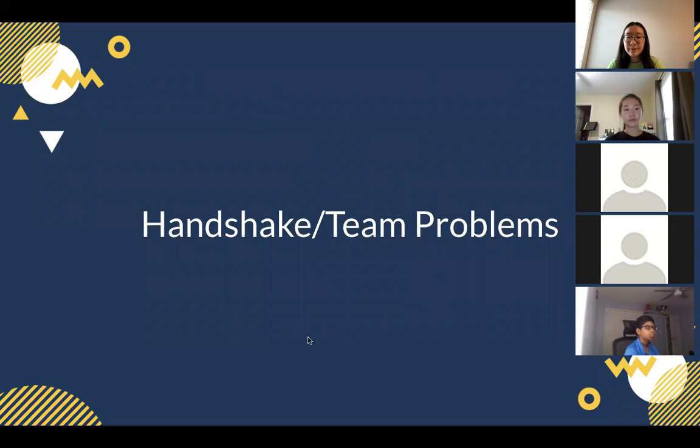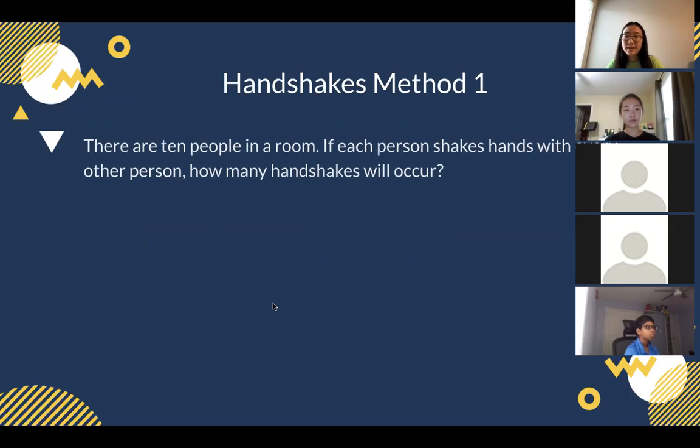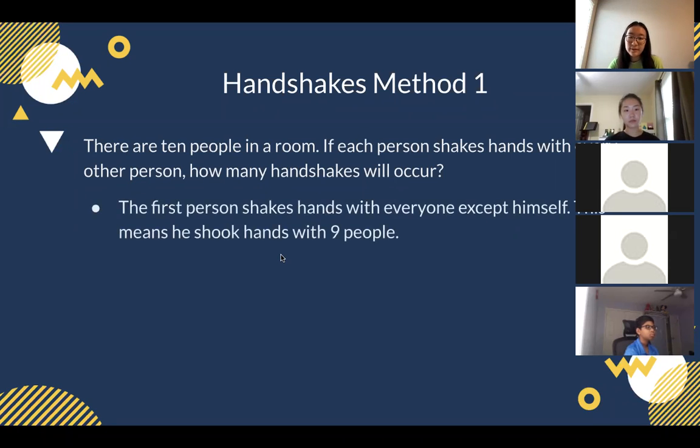Okay, so one common type of problem you might see are handshake or team problems. So using this example, you'll see what I mean. There are 10 people in a room. If each person shakes hands with each other person, how many handshakes will occur? So we're going to go over a few different ways that you can approach this problem. This first one is probably the easiest to understand, but also probably the slowest.